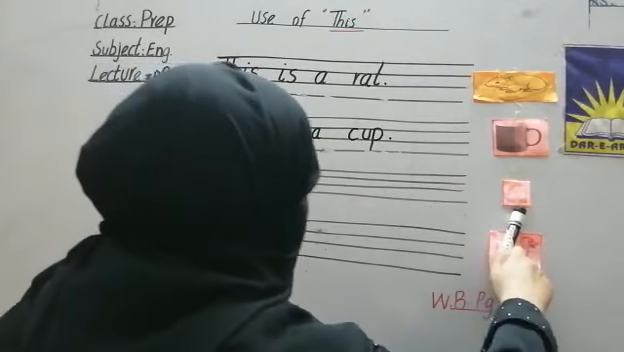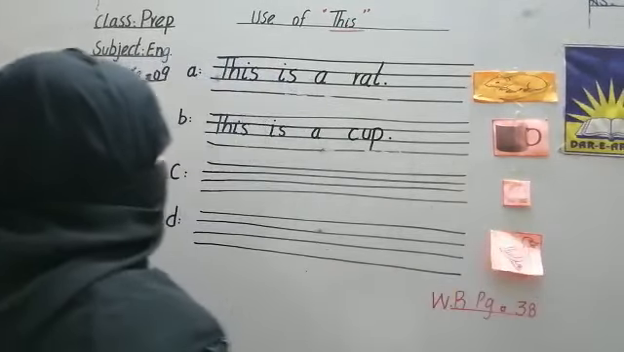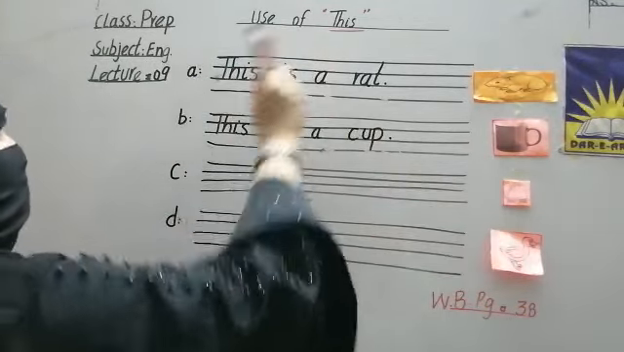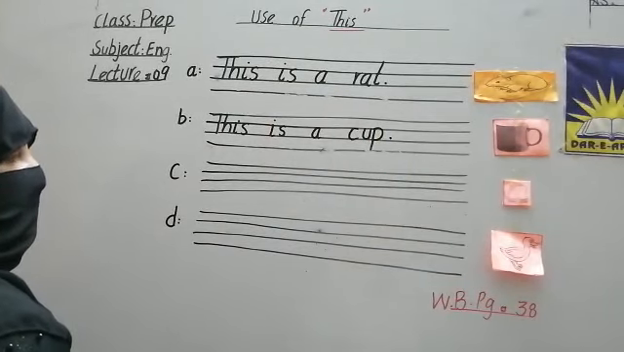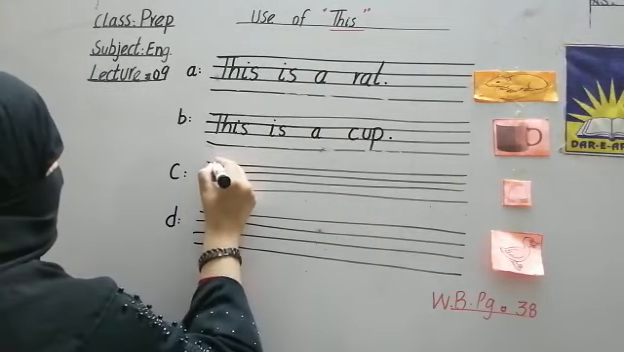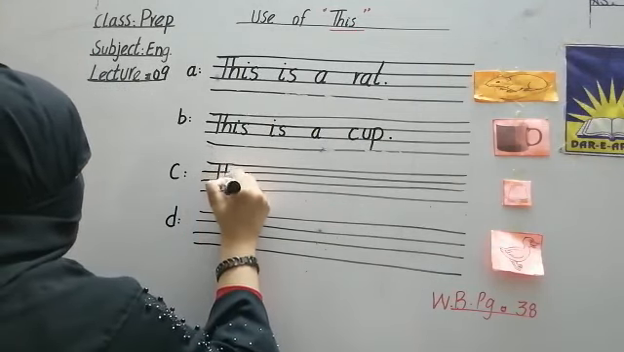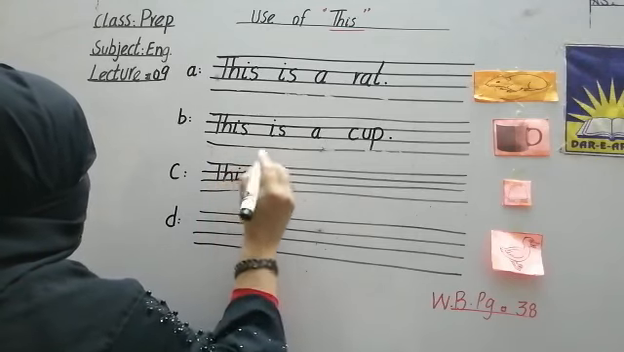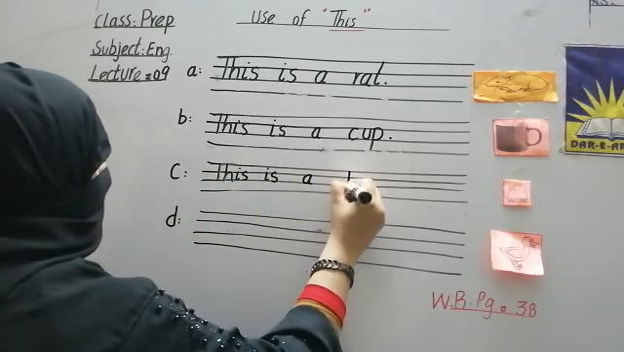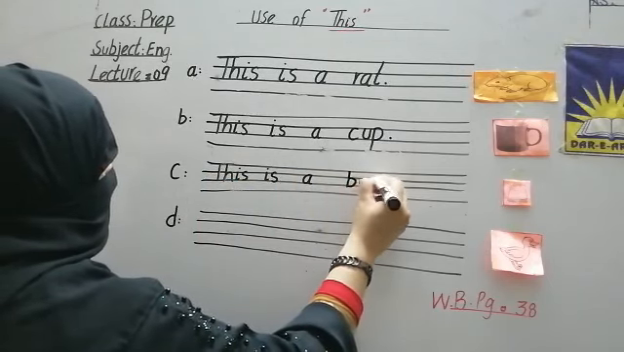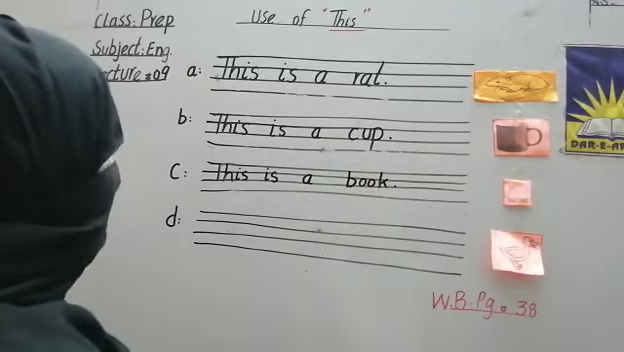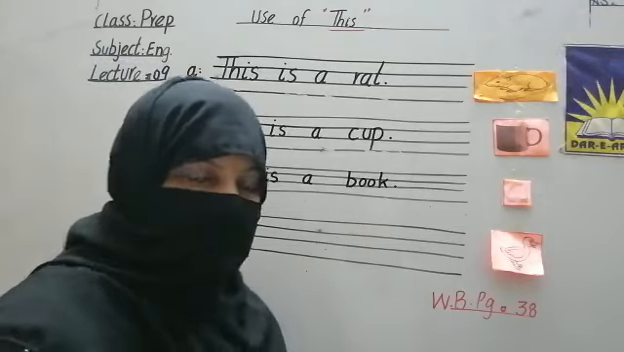And next picture? Yes, good. Book. Book is also a singular object. So that's why we use the word this. We make our sentences here by using this. This is a book. At the end of the sentence, we mark a full stop here. Have you done, students? Good.